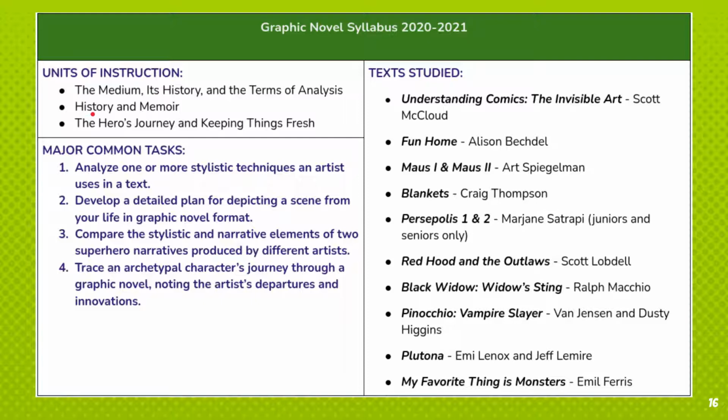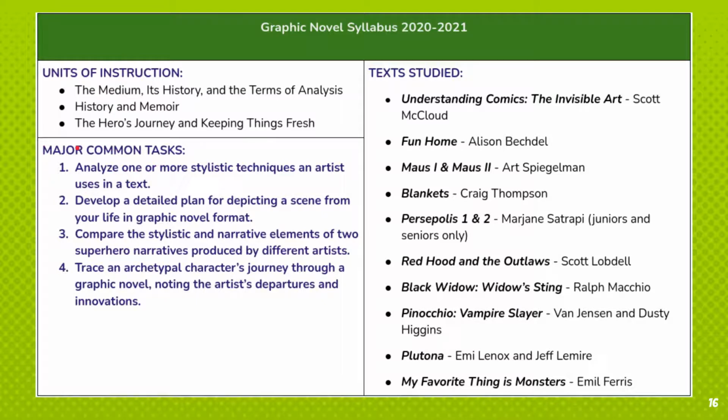The next unit of instruction is called History and Memoir. We're going to take a look at graphic novels that are talking about periods of history, like major periods of history, or are accounts of people's lives and the things that happened to them in their lives. And then the last unit of instruction is the hero's journey, and keeping things fresh. Tracking how the hero goes from somebody who's an unknown entity in the beginning to someone who everybody reveres and looks up to, etc.